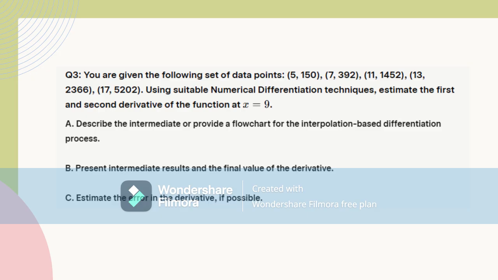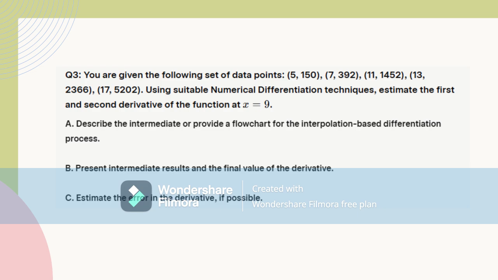Now question number 3. You are given the following set of data points. Describe the intermediate steps or provide a flowchart for the interpolation based differentiation process. Question number 3b, present intermediate results and the final value of the derivative. Question number 3c, estimate the error in the derivative if possible.